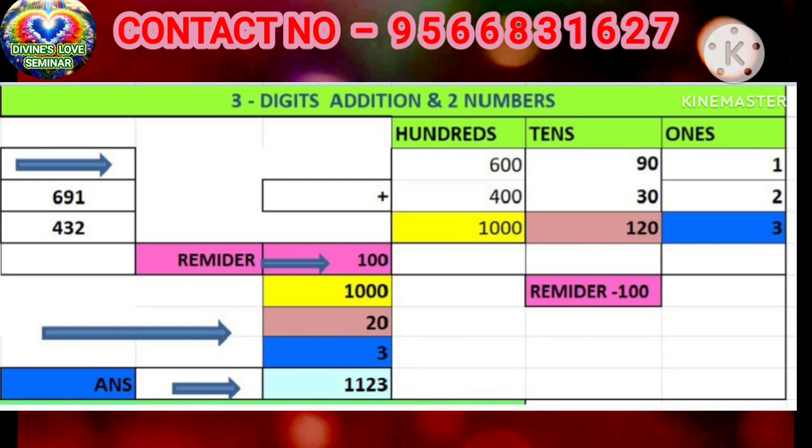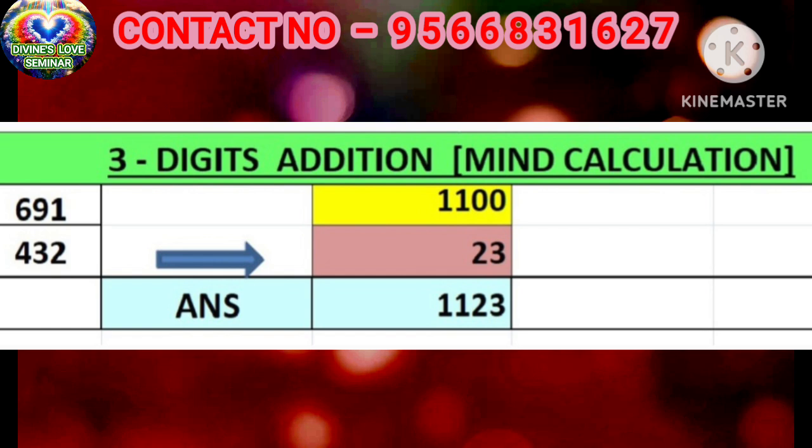1120 plus the ones place number, add 1 plus 2, 3. So, what will it come? 1123 is the answer. In this, I am going to teach 3-digit addition. Now, we will see the mind calculations. Okay.